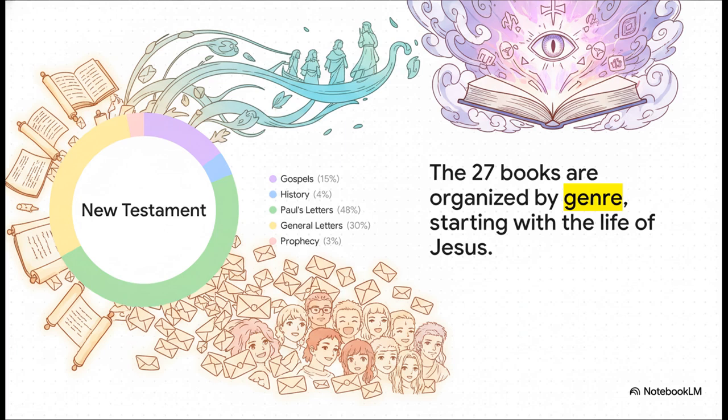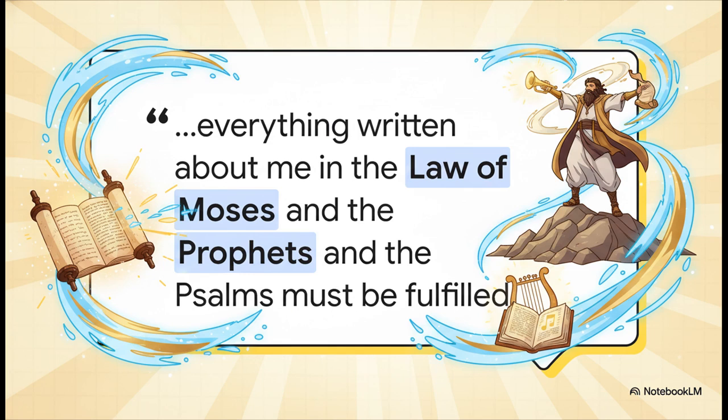It kicks off with its foundation story, the four Gospels. That's followed by a history book, the Book of Acts. Then you get the bulk of the collection, which is letters, kind of like the writings, offering guidance. And just like the Christian Old Testament ends with prophets pointing to the future, this collection ends with its own book of prophecy, Revelation. And check out this quote from the Gospel of Luke.